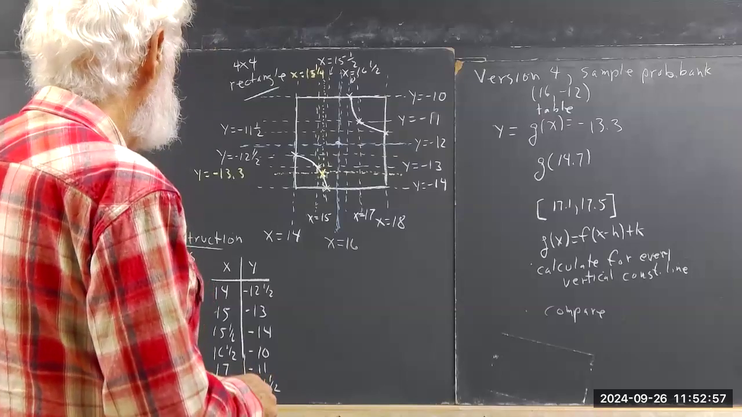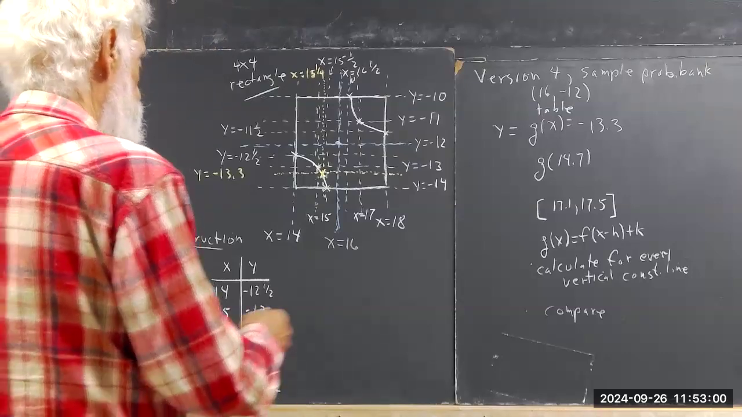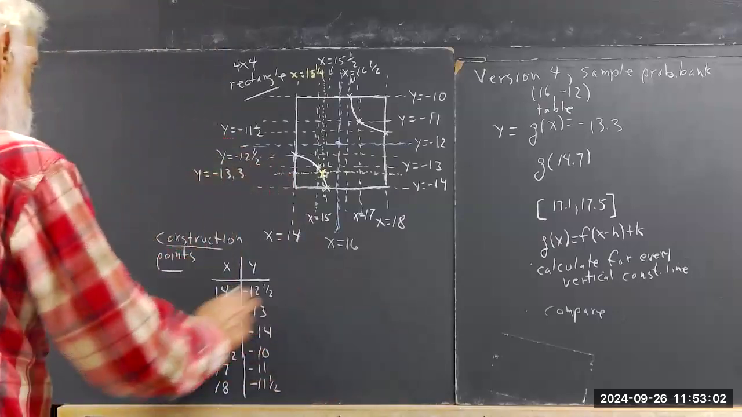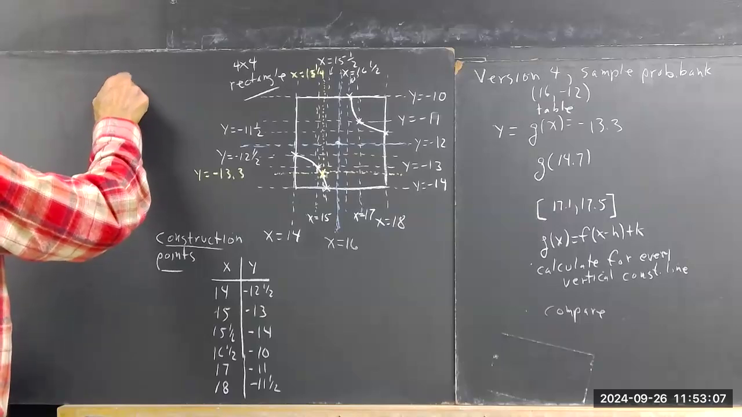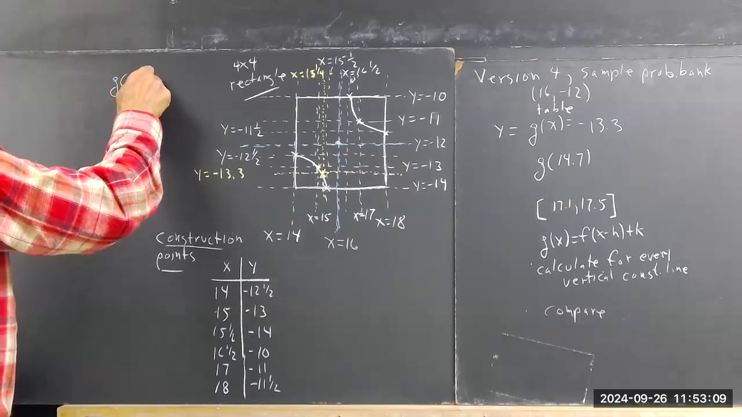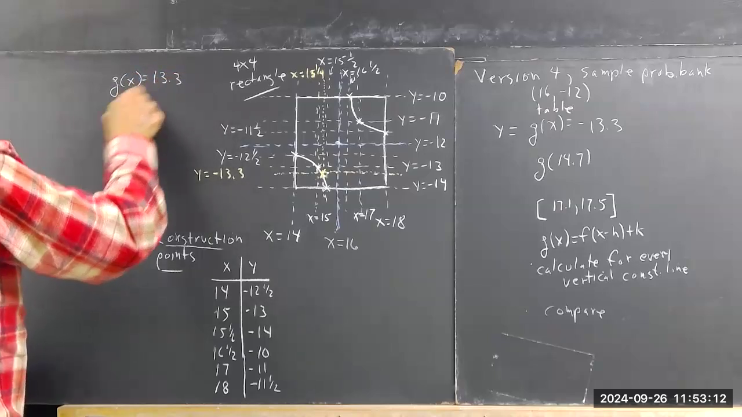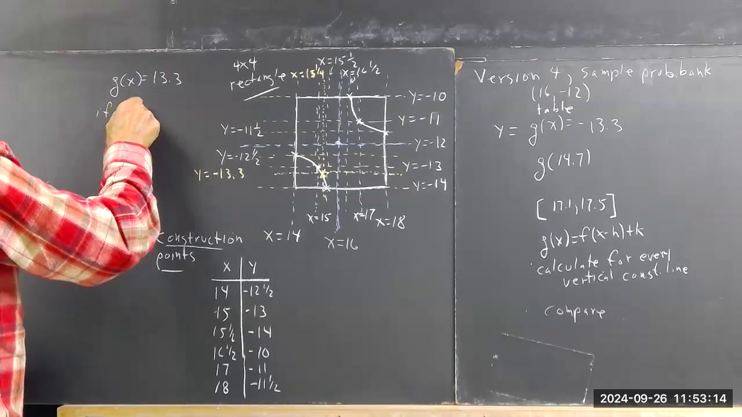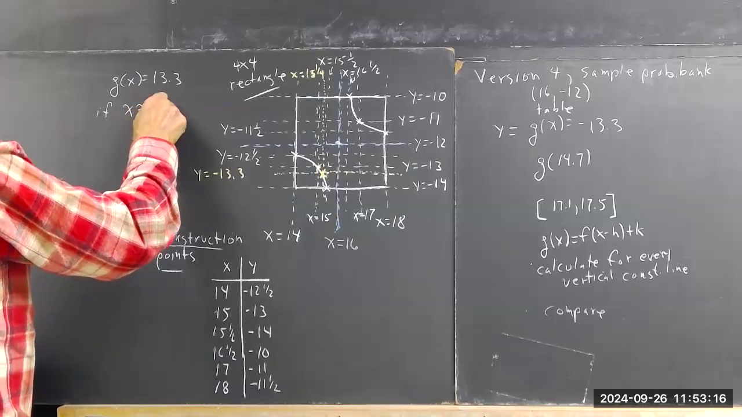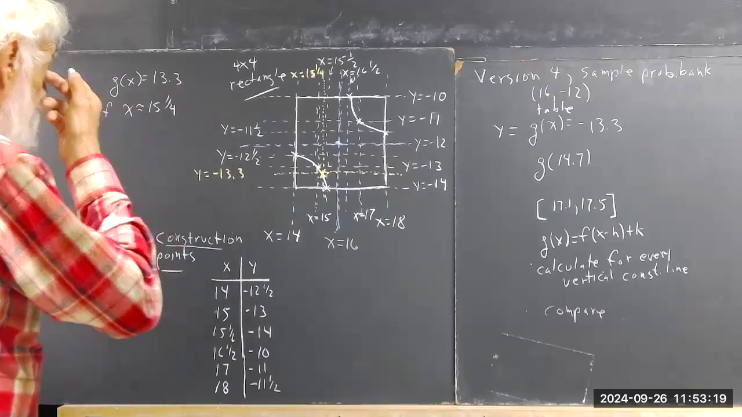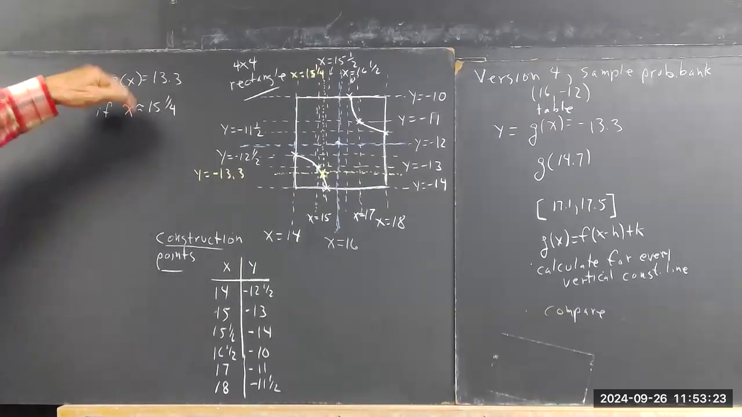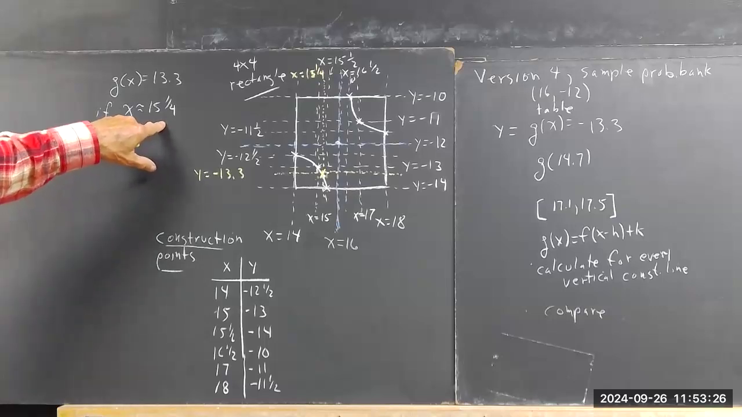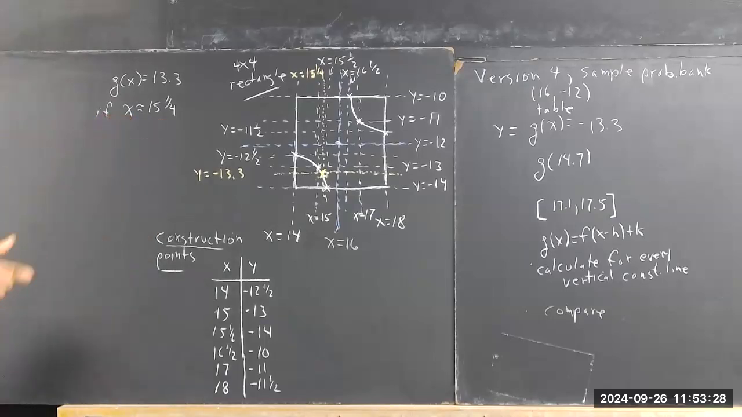Okay, so from here for a table, over here I'm going to say if g of x is -13.3, then x is approximately equal, use wavy equal signs, to 15 and a quarter. That's our solution to the equation g of x equals -13.3.